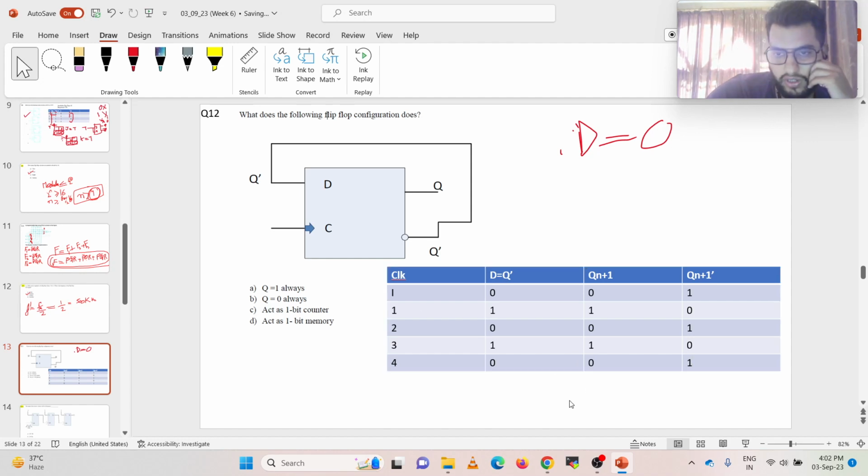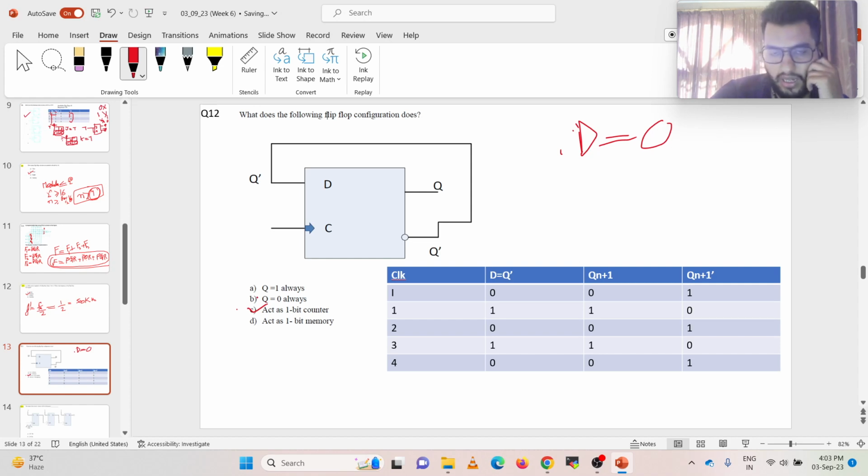So if you carefully look at this, after every two clock cycles, take a look from this 1, 2, after every two clock cycles, the input repeats. So it is simply a counter. After every two clock pulses the value repeats, and how many values does it count? 2, that is 2 raised to power 1. So it is a 1-bit counter. The following circuit acts as a 1-bit counter. So option C is the right answer.